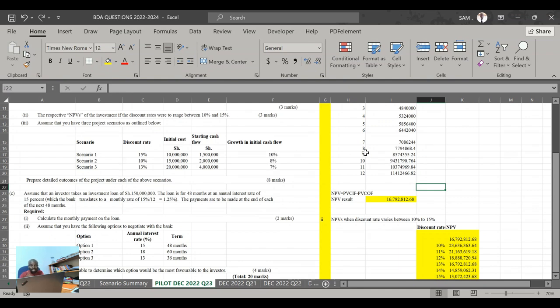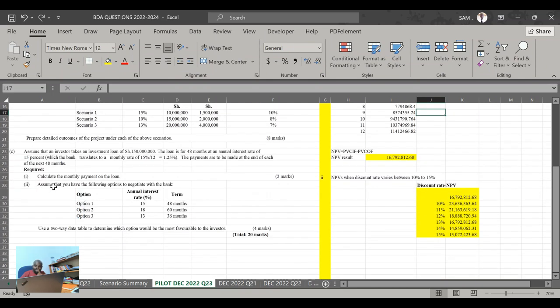But before we do that, I would want us to look at question part C. And it is in part C that we are going to apply that concept, but at Roman 2 level. Now, let's look at that question. It's saying, assume that an investor takes an investment loan of 150 million. The loan is for 48 months at an annual interest rate of 15%, which the bank translates to a monthly rate of 15% divided by 12 months, which is equivalent to 1.25% per month. The payments are to be made at the end of each of the next 48 months. Required: calculate the monthly payment on the loan.